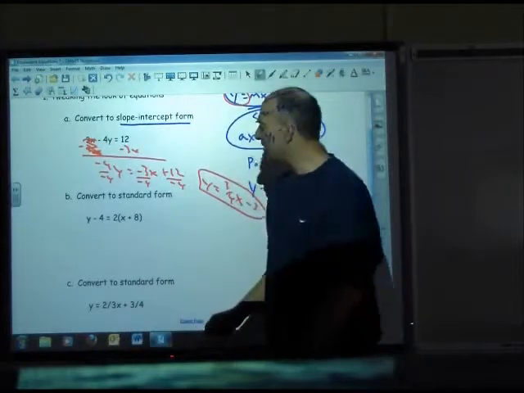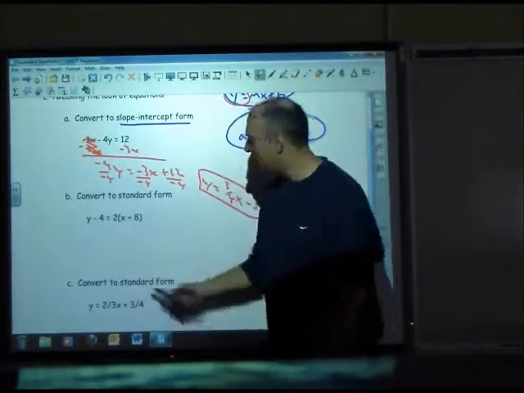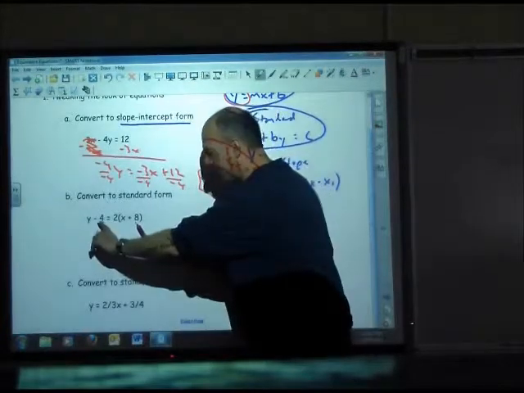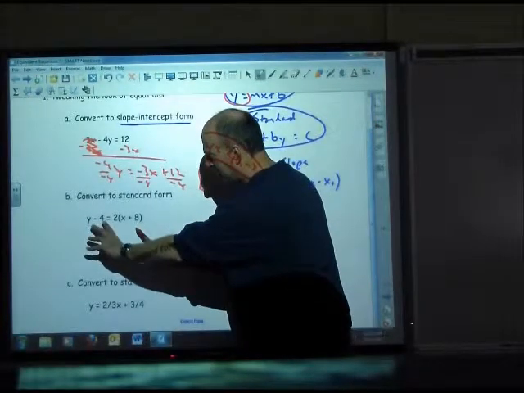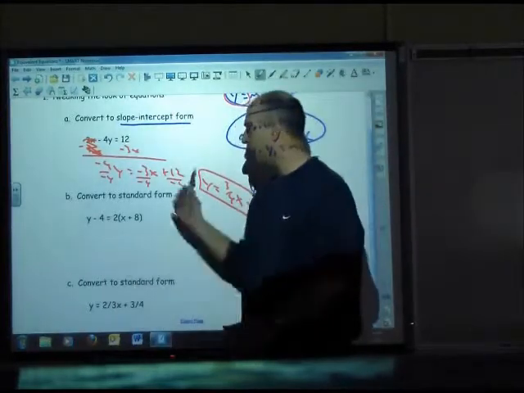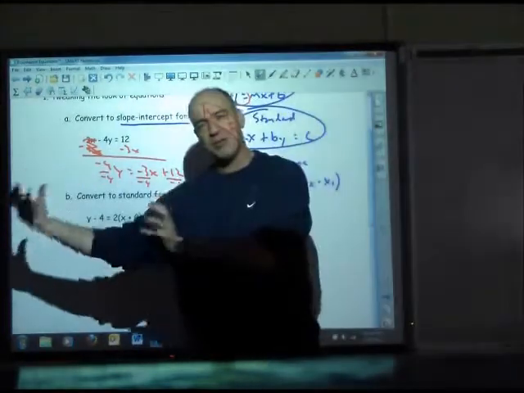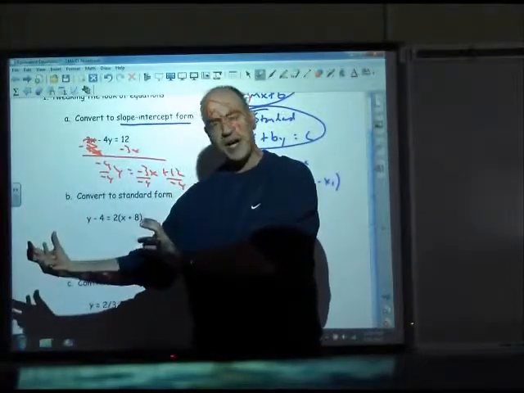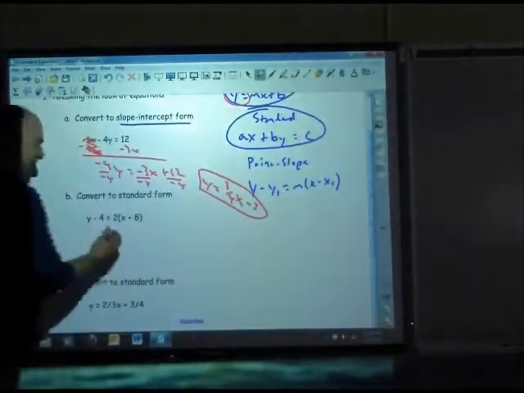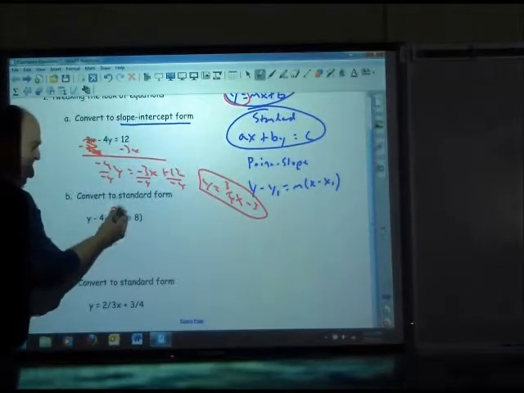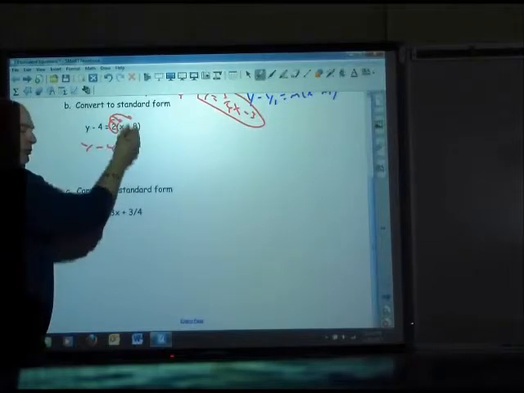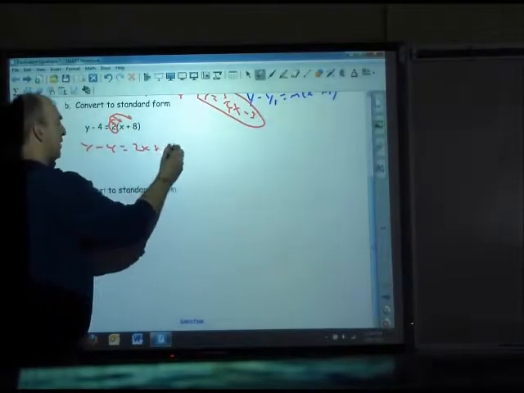Okay? But here I've got an equation. This one's actually in point-slope form. My line must have gone through the point 4, -8, and it had a slope of 2, but I want to go in standard form. Well, standard form means your variables are together on one side and they equal something on the other side. So to that end, I'm going to simplify this. I'm going to distribute the 2 through there. So y - 4 equals 2x + 16.